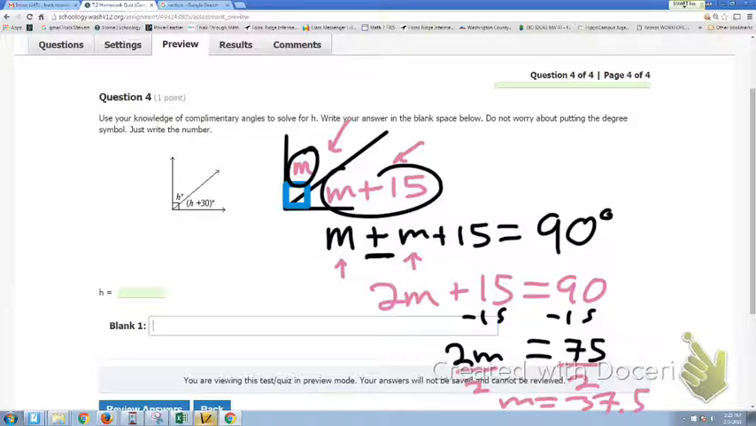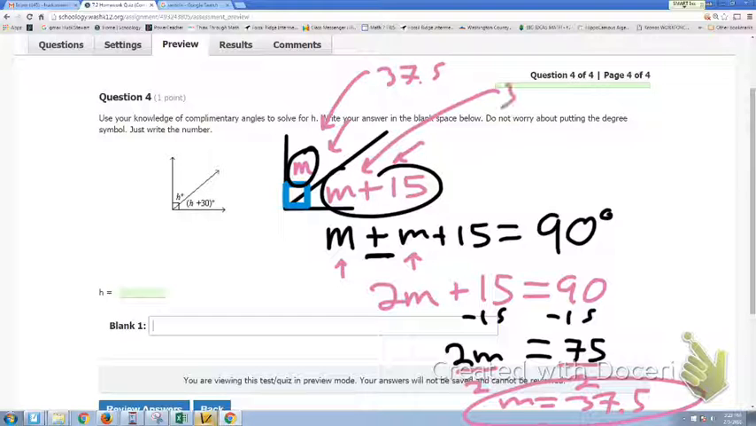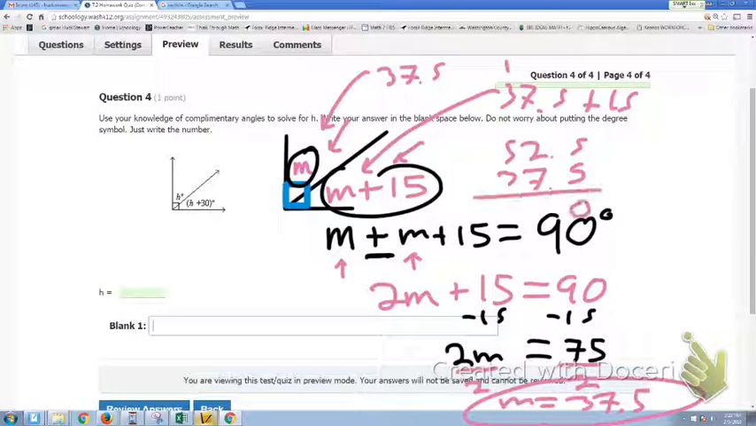Or in other words, M equals 37.5, which makes sense now. If I put 37.5 into this angle and then 37.5 into M for here, I get 37.5 plus 15 on this side, which is going to be 52.5. If I added 52.5 to 37.5, what do I expect to get? You should be thinking, well, 90 degrees. And we are good.